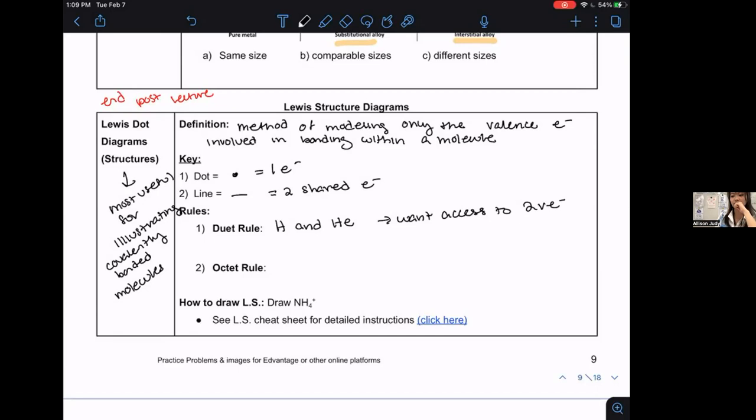But the most common rule that applies to most elements is the octet rule. And that's saying that they want access to 8 valence electrons. Like a noble gas, right? Isoelectronic with a noble gas.